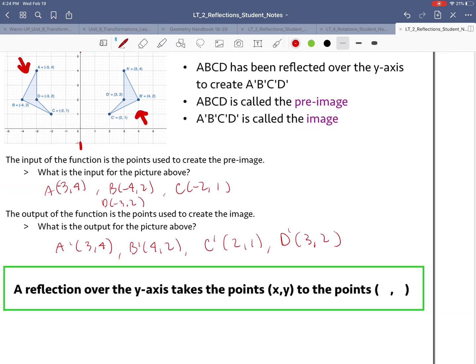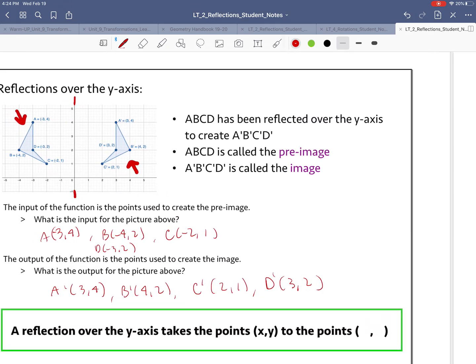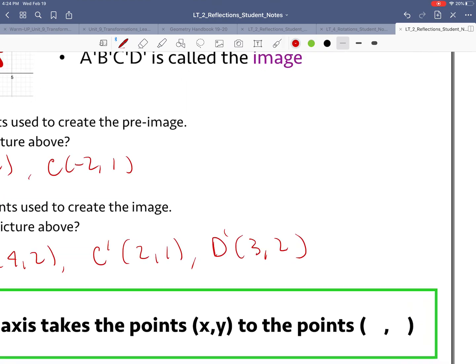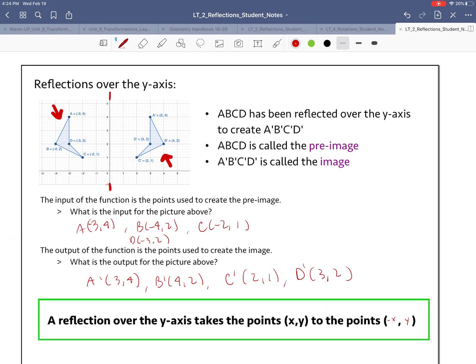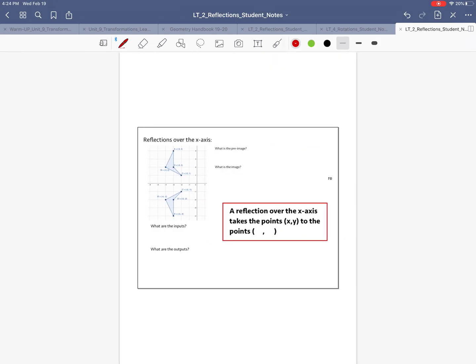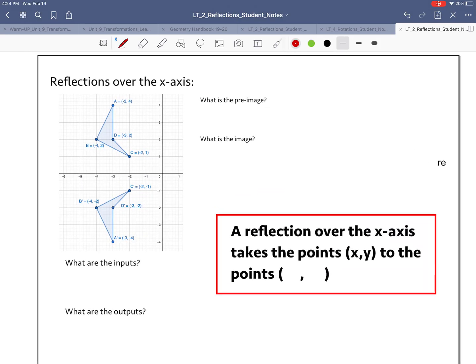All right, I hope that you paused the video and took a guess. If not, you can see that the x values are becoming the opposite of what they were. If they were negative, now they're positive, and the y values stay the same. So what we get is negative x comma y. So when we reflect over the y-axis, it takes the points x, y, puts them into the function, and pops out negative x comma y. So we can say the same thing for the x-axis.